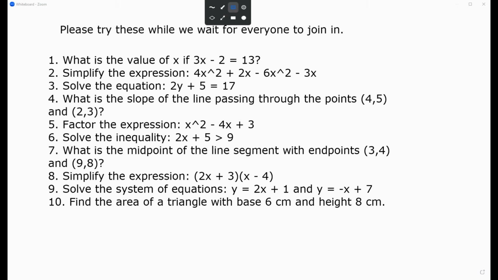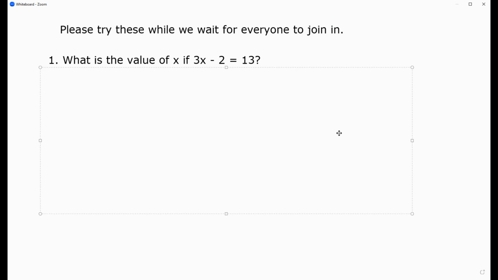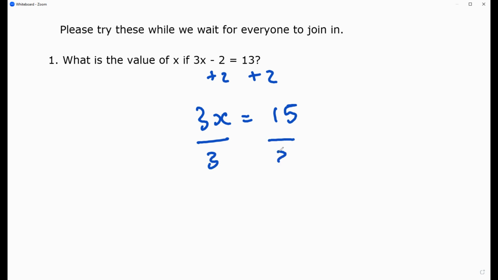Let's jump straight into question number one. What is the value of x in 3x minus 2 equals 13? The first thing we're going to do here is add 2 onto both sides. That leaves me with 3x equals 15. Then we're going to divide by 3 on both sides, and so x is equal to 5 for this one.